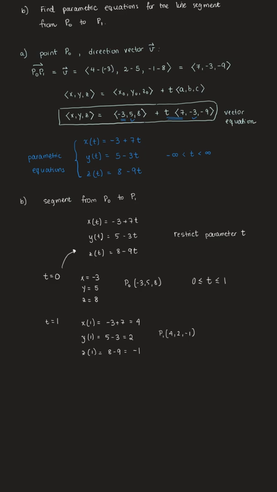So we will use the same parametric equations, but we will restrict our parameter t to go from 0 to 1 to obtain the line segment from P0 to P1. So same parametric equations, the restriction on t will give us our line segment.